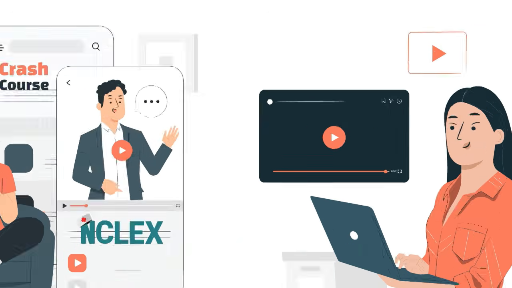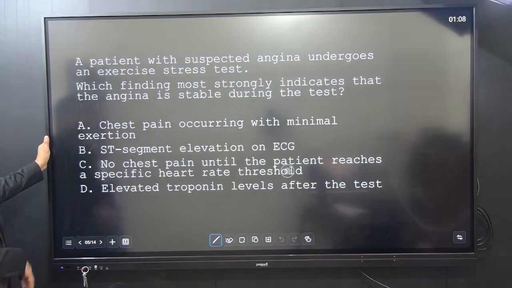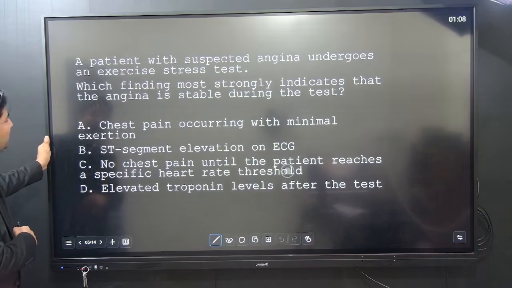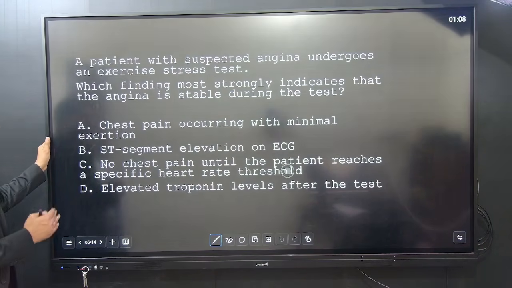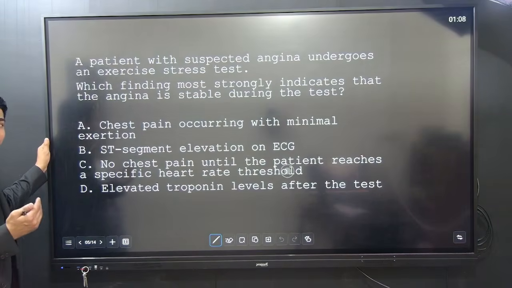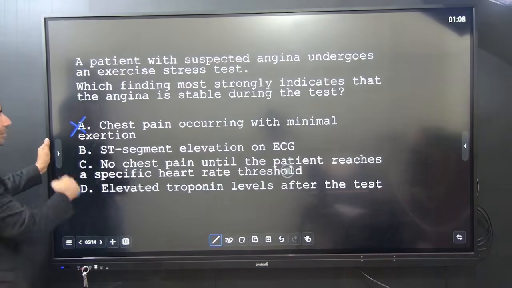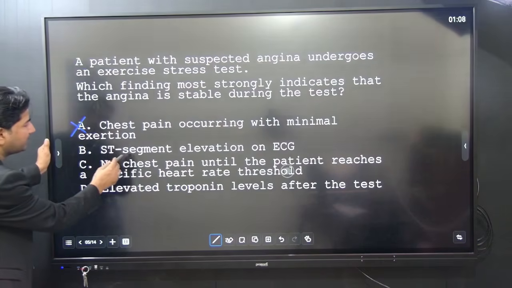Now, let's continue with the topic. We need to identify that the angina is the stable kind, stable angina pectoris. So, chest pain occurring with minimal exertion, meaning chest pain occurs even with very little activity. If the patient is experiencing chest pain with even minimal activity, it means it's not stable. It would fall into the unstable category, but we need to identify the stable one.